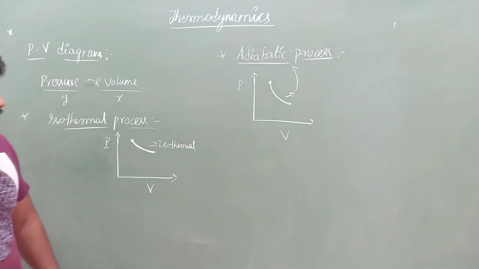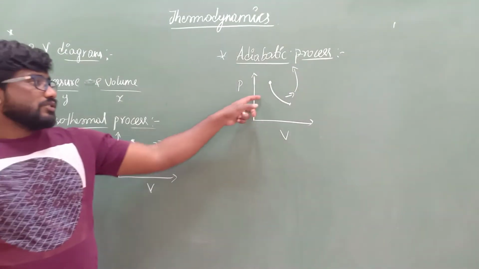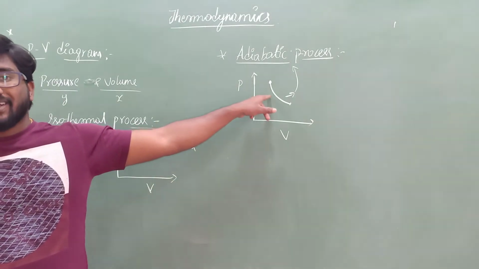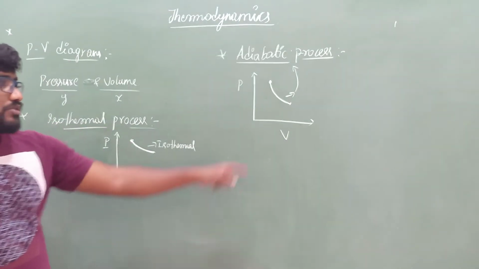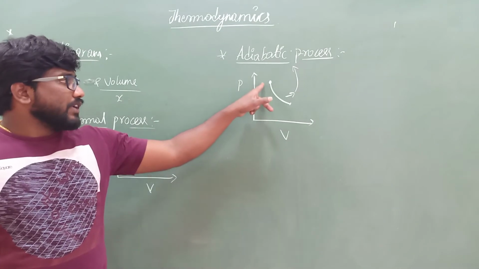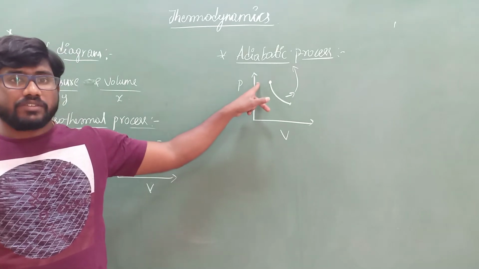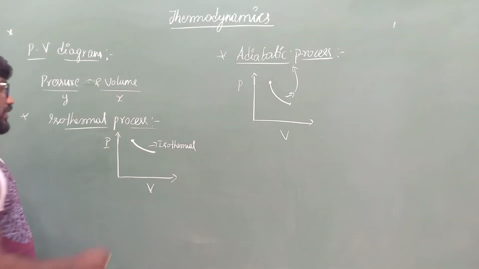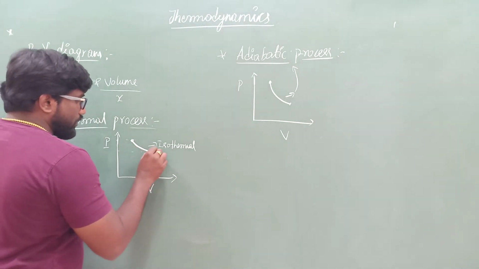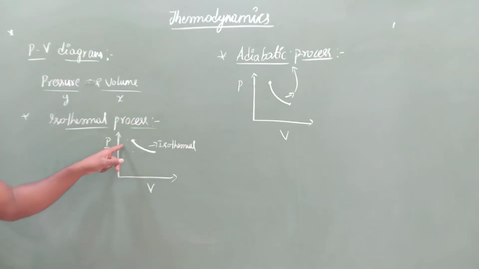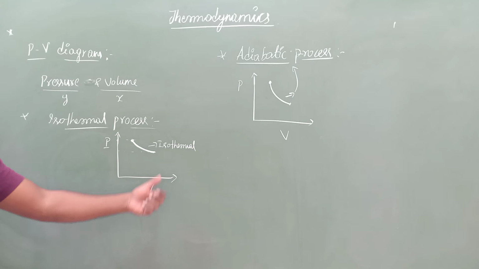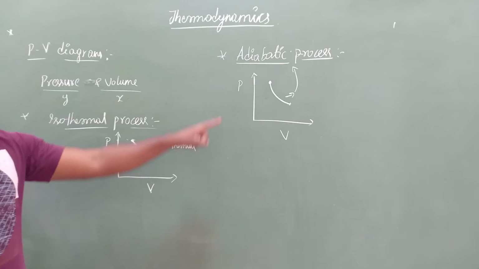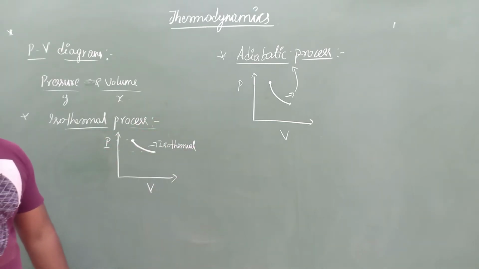See, what is the difference between isothermal and adiabatic? When you compare these two graphs, in the adiabatic process the graph is a little steeper. You can observe here. When pressure changes, meanwhile volume also keeps on changing. But here, if there is a small change in the value of pressure, there is a large change in the value of volume. But here, both will be of the same proportion. So this is the graph we will get in case of adiabatic process.